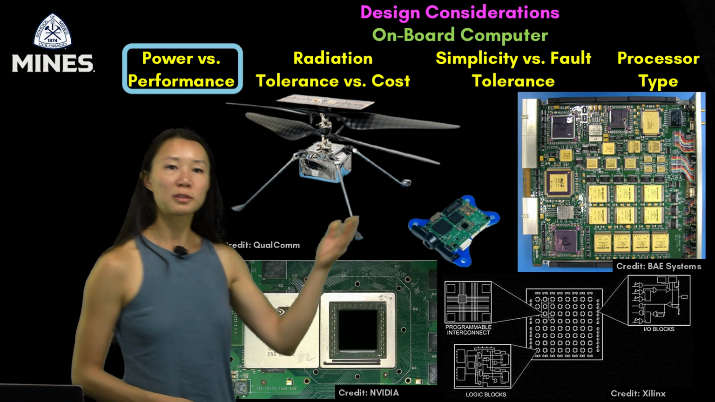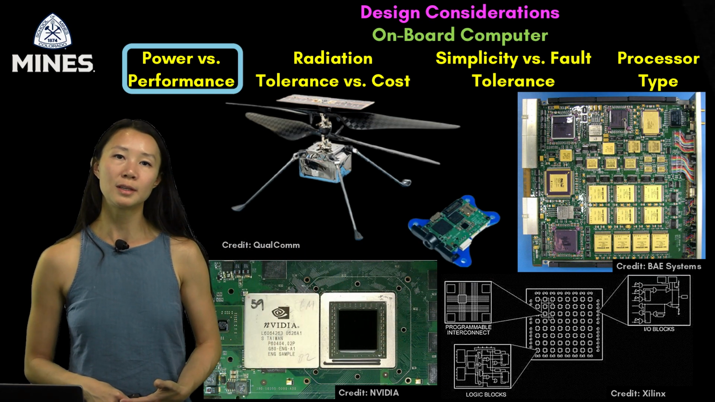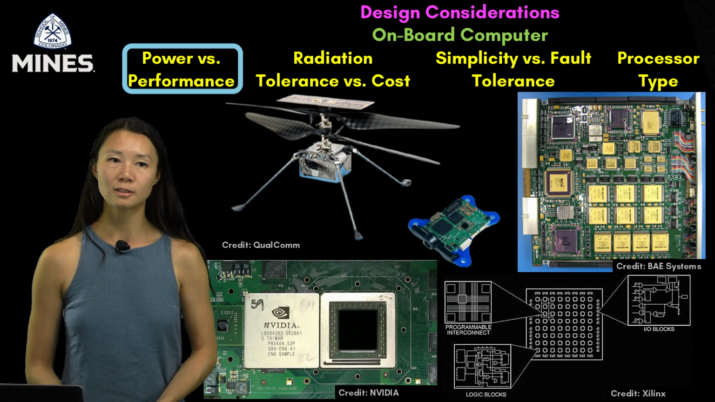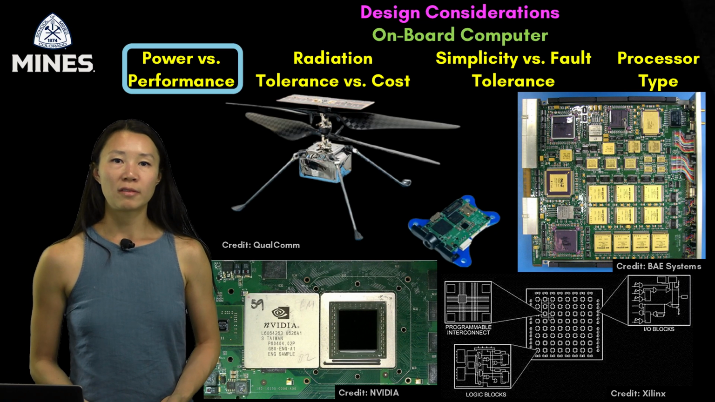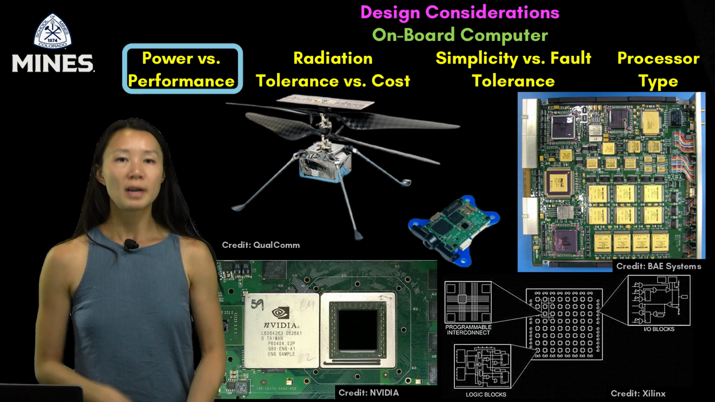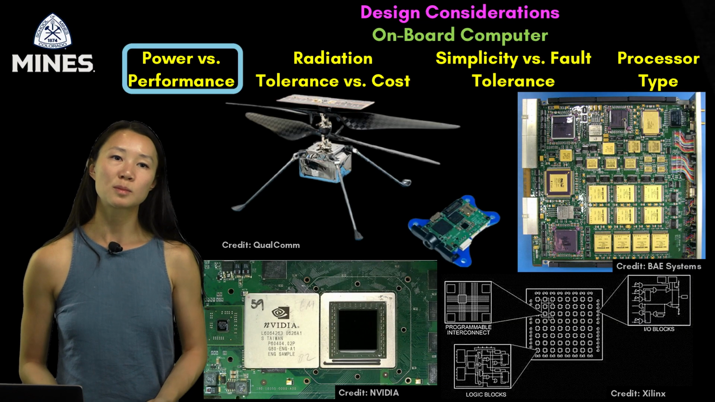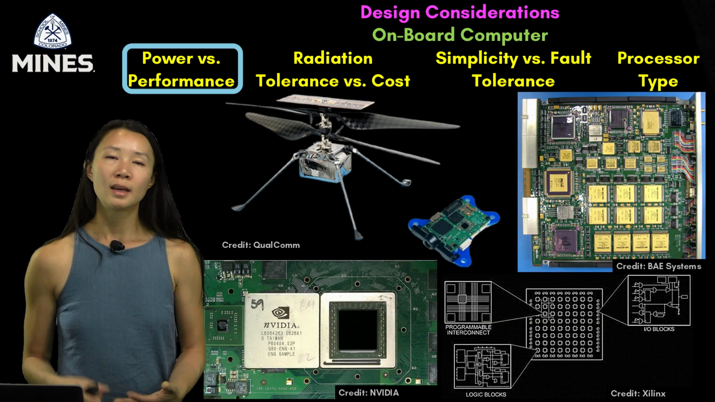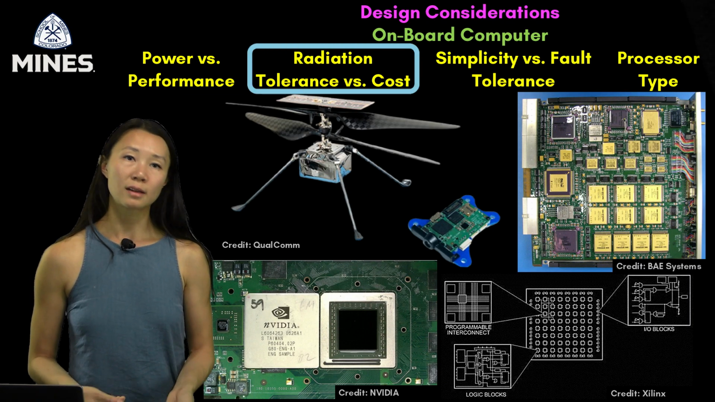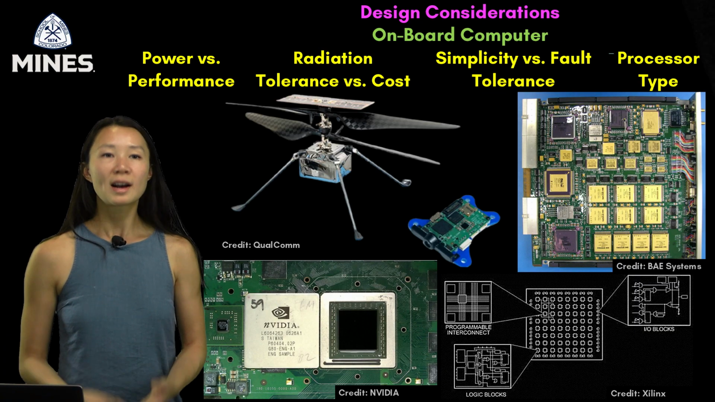Compare that to Perseverance's OBC, which is shown right here. This is a radiation-hardened CPU board developed by BAE Systems using RAD750 processors. These are built to survive harsh radiation environments for long-duration missions. What's the trade-off, you may ask? It is much higher cost, it has a larger form factor, and lower raw performance compared to COTS processors like the Snapdragon. Here, we illustrate a clear example of the trade-off between radiation tolerance and cost, and between simplicity and fault tolerance. Now let's talk about processing type.